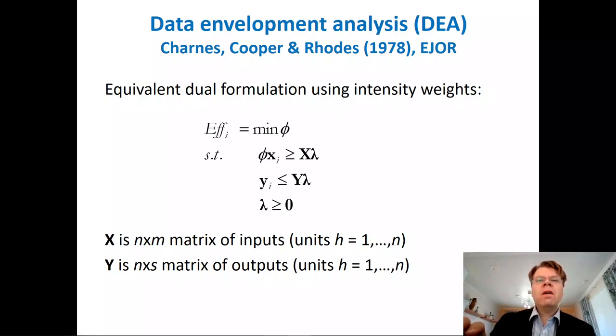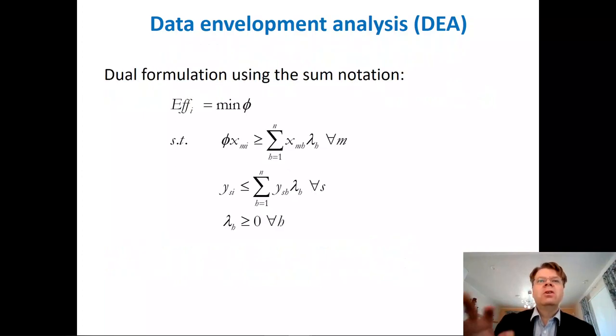If you are not so comfortable with the matrix and vector notation, here I have the same dual formulation written down using sums. You can see that for each input variable, we obtain the benchmark as a sum product of the input variables x multiplied by lambda. Notice that we do not sum over the different variables, but over the units n. So this h is an index that runs from 1 to n. And this constraint is imposed for each input variable separately.